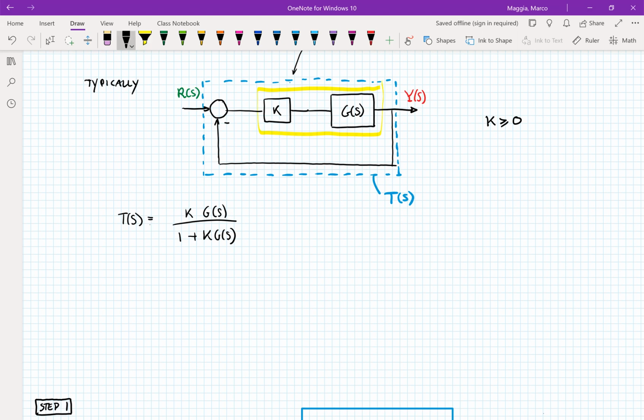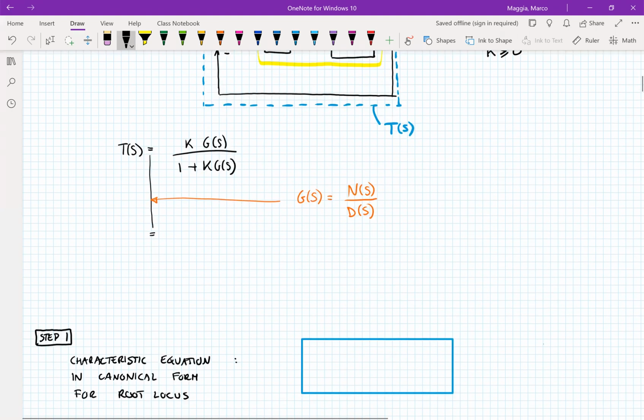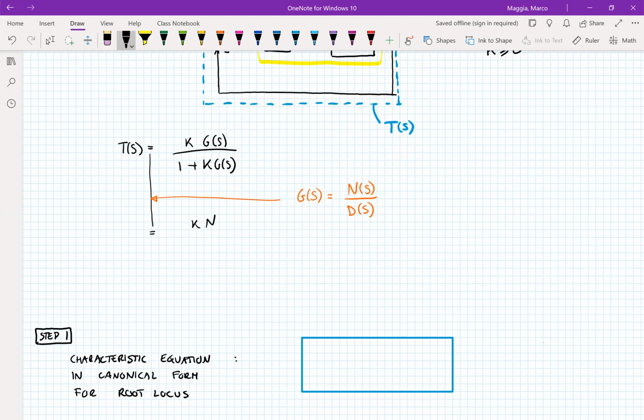And let's see how this is done. What we're going to do here, we're assuming that G of S, and this is not really an assumption, because G of S is always going to be written like this, a fraction that has a numerator over a denominator. So G of S is simply N over D. If we can write G of S in this form, then T of S becomes K times N over D over 1 plus K times N over D.